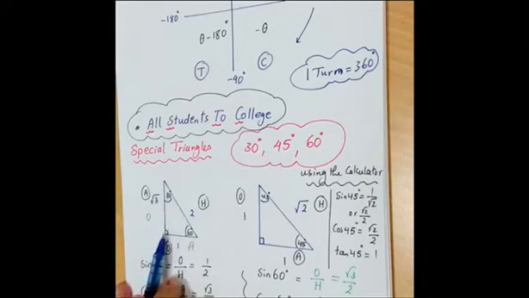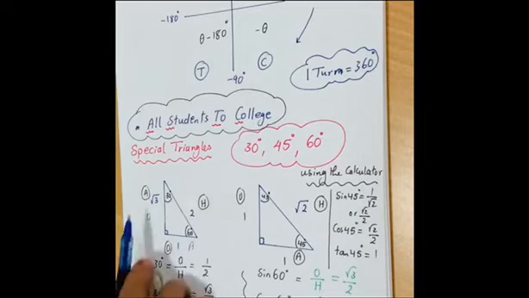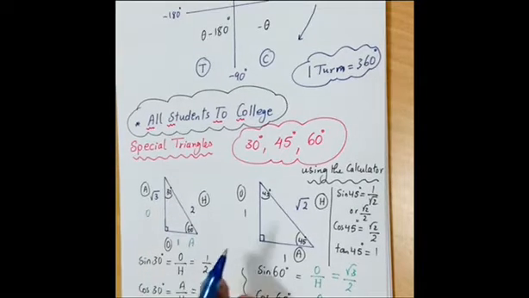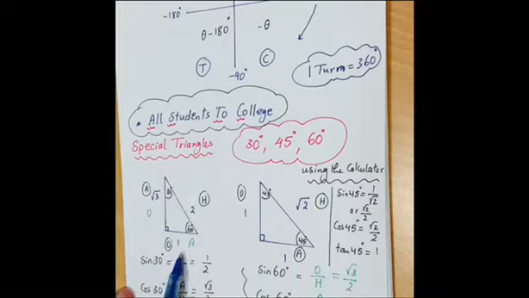The angles are 30, 90, and 60 degrees, and these are the sides. I want you to know how to get these ratios from this triangle. But at the end, you're going to use the calculator, so no need to memorize this. Sine 30, which is opposite over hypotenuse, is equal to 1 over 2. Cosine is adjacent over hypotenuse, root of 3 over 2. And tan is 1 over root of 3, or root of 3 over 3, which is opposite over adjacent.